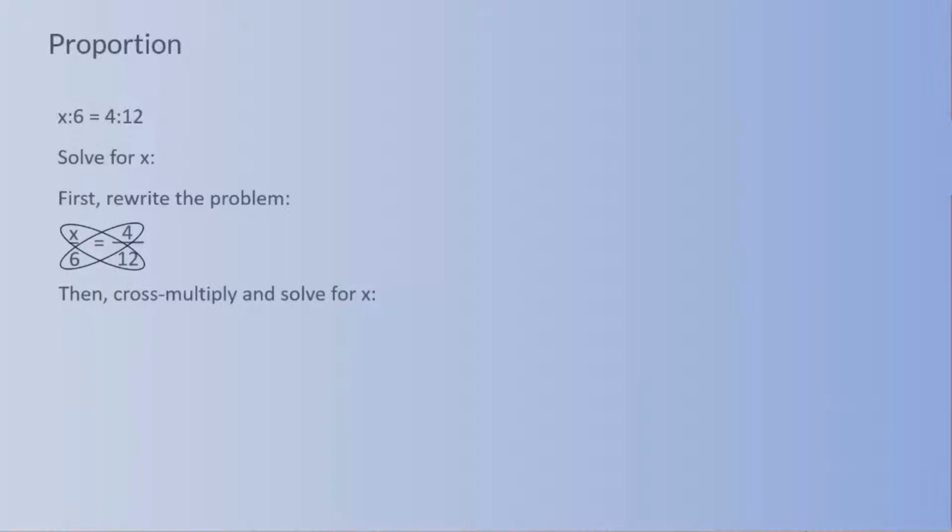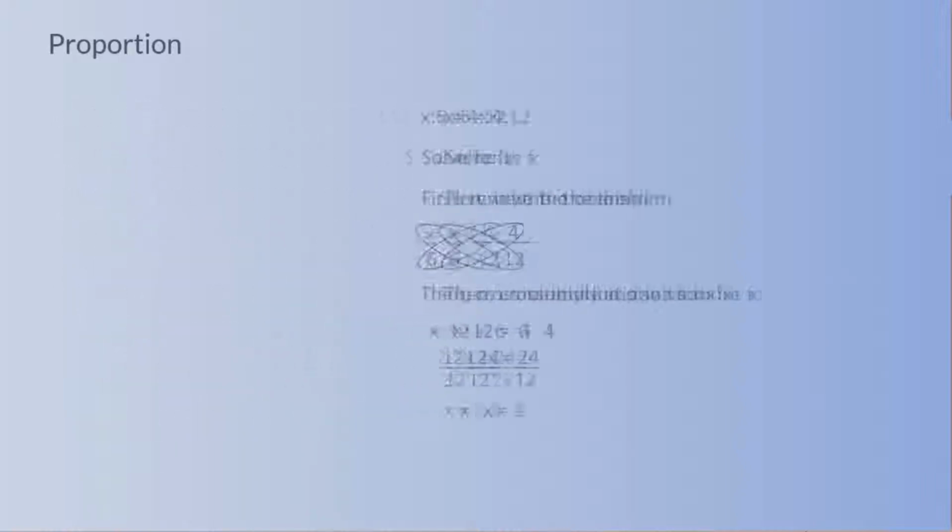By cross multiplication, that'll be x times 12 is equal to 6 times 4. Then that's 12x is equal to 24. Dividing both sides by 12, the answer will be x is equal to 2. Got the right answer? Awesome.